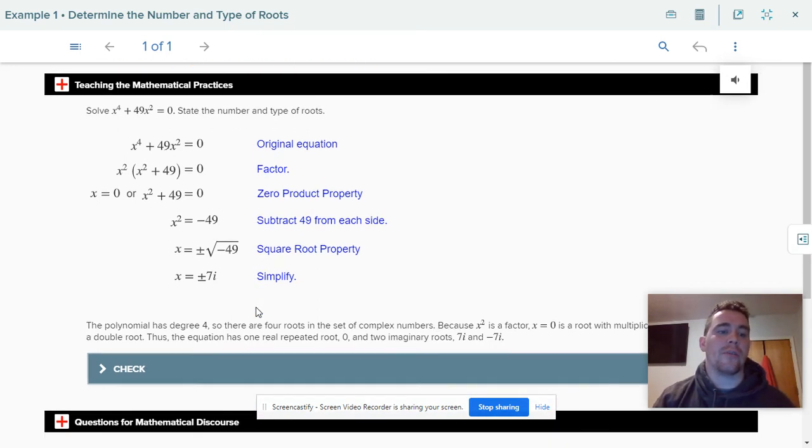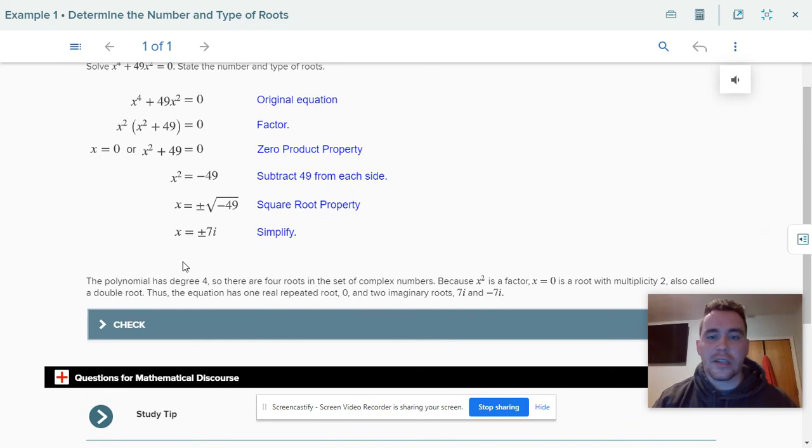Whatever the leading degree is, in this case it's 4, that's how many zeros, or roots, there are going to be. And they're going to be in the complex numbers because we got that plus and minus i situation going on.